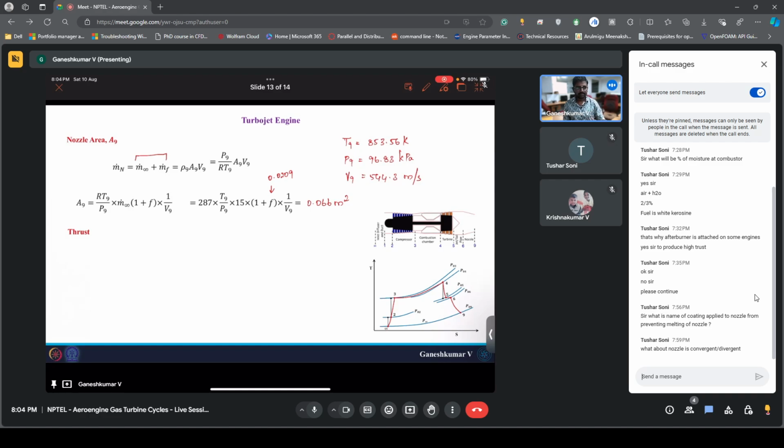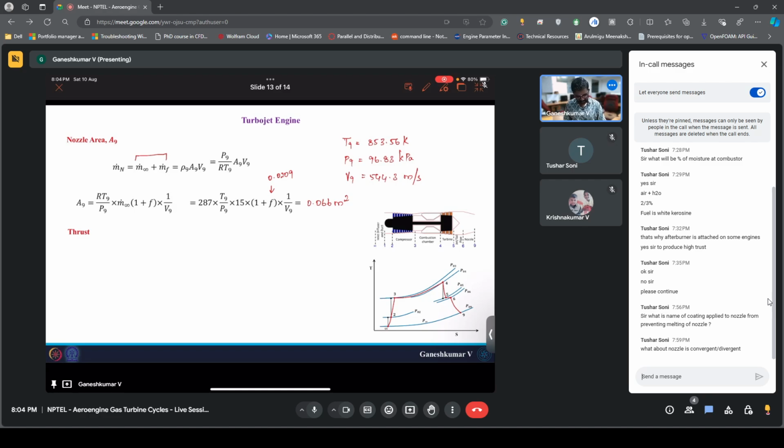You cannot size the entire engine based on this nozzle area. The inlet will be used for sizing, which will tell how big your engine is. This is just the nozzle area, but you can get an idea of the order of magnitude.